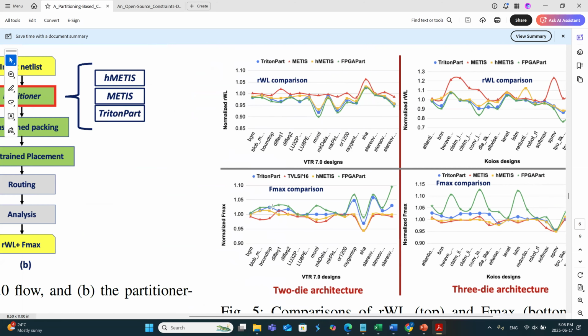Okay, so this is a 2-die architecture. This is a 3-die architecture. So we'll just look at the 3-die architecture. The FPGA part is green. It gets noticeably better wire length and kind of noise on Fmax, not very clear. The Triton part is their earlier paper, and it does a little worse than their enhancements in this paper on wire length, but maybe a little better on critical path. So their main gains are on wire length. They get somewhat better wire length than you would get from Metis or HMetis.